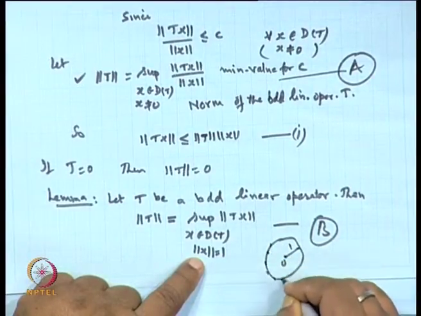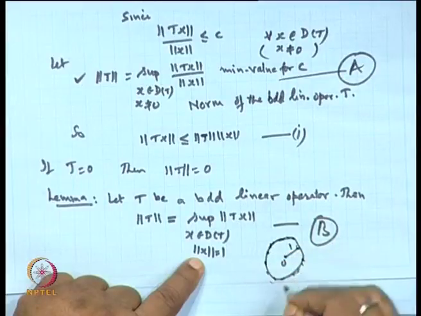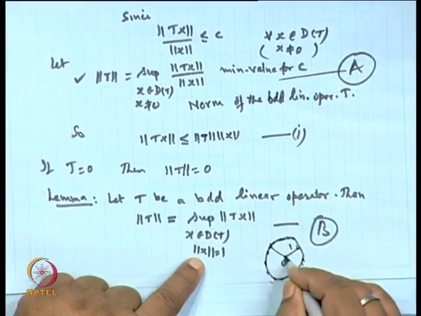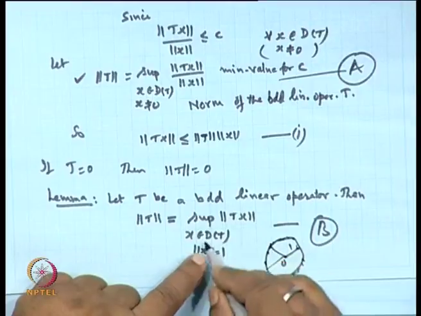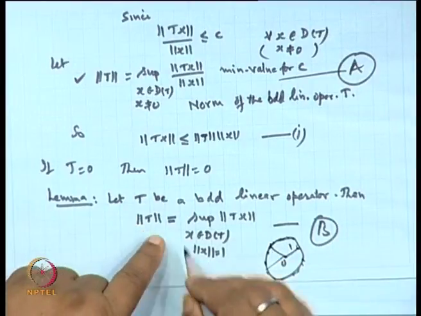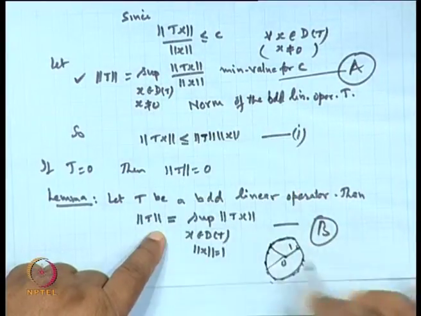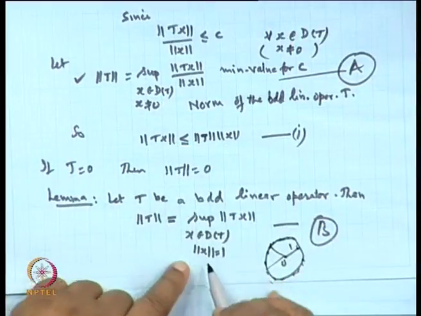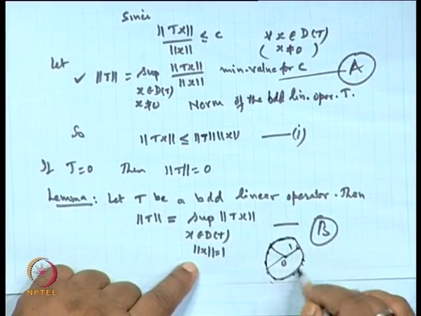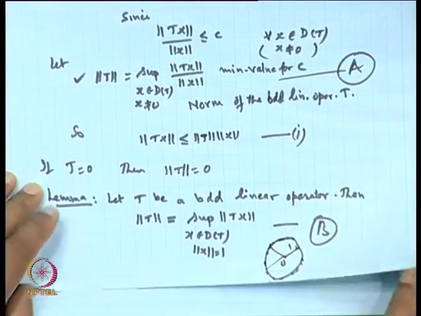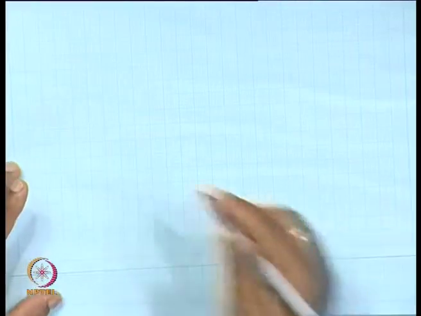So, if we take any point here whose length is 1, whose distance from the origin is 1, the supremum is taken over all such x, and that will give the norm. So, you need not go for the supremum over the entire domain D(T); simply choose the points which have length 1, those vectors which have length 1. Okay. Let us see the proof of this lemma.